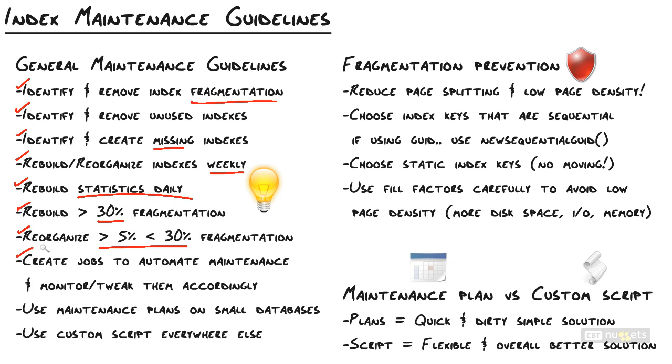So create a job, automate it. What kind of job are we going to create? Well, and I hesitate to even say this, but use maintenance plans on small databases and then use a custom script for everywhere else. I really just want to say use a custom script all the time in the real world because they're flexible. They don't leave a lot of baggage.